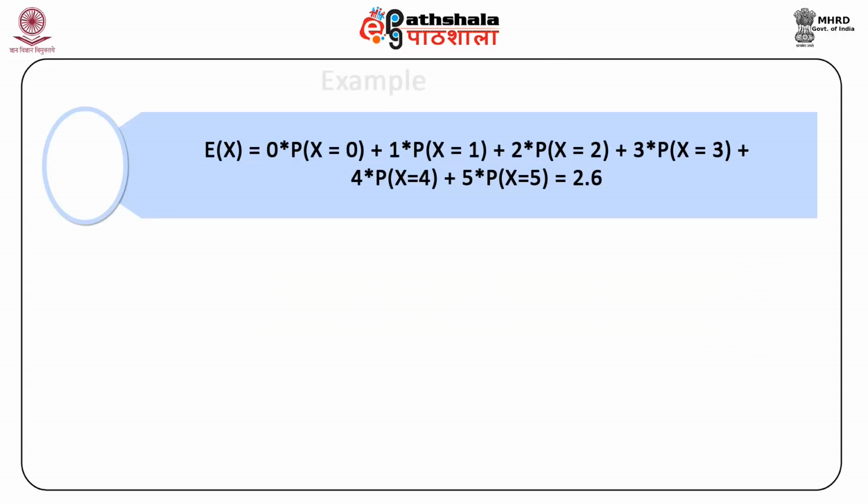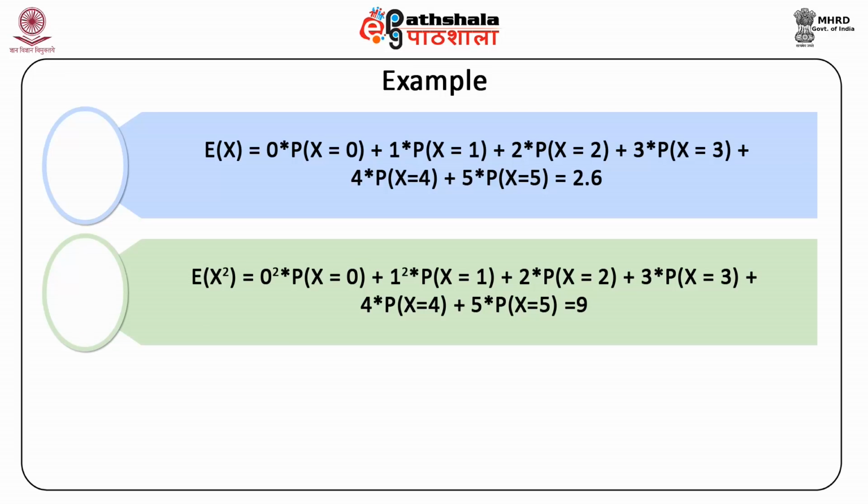Solution. E of x is equal to 0 into p of x equal to 0 plus 1 into p of x equal to 1 plus 2 into p of x equal to 2 plus 3 into p of x equal to 3 plus 4 into p of x equal to 4 plus 5 into p of x equal to 5, which is further equal to 0 into 1 by 50 plus 1 into 15 by 50 plus 2 into 10 by 50 plus 3 into 10 by 50 plus 4 into 5 by 50 plus 5 into 9 by 50, which comes out to be equal to 2.6.